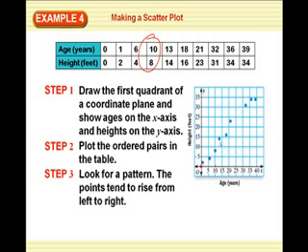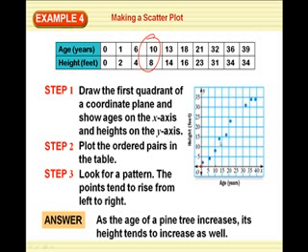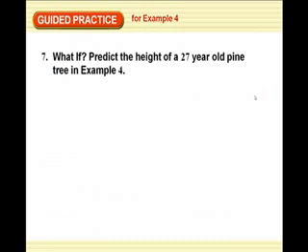Look for the pattern. It says the points tend to rise from left to right. It says make a conclusion about the data. As the age of a pine tree increases, the height tends to increase as well. And notice after a while it's going to level off. It's not going to just keep growing. I think we're getting to the point where this tree is not going to grow anymore. It's kind of leveling off.